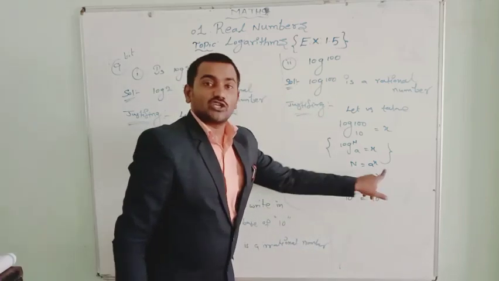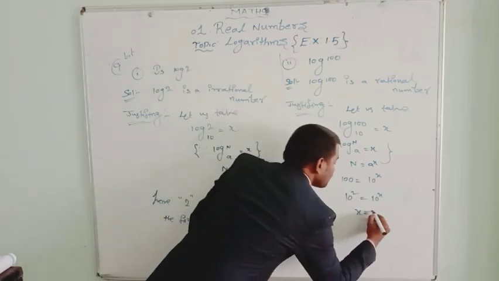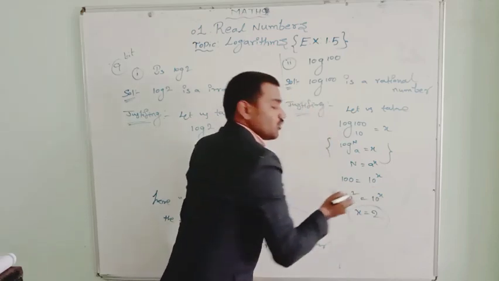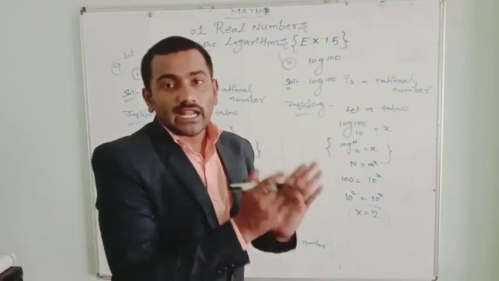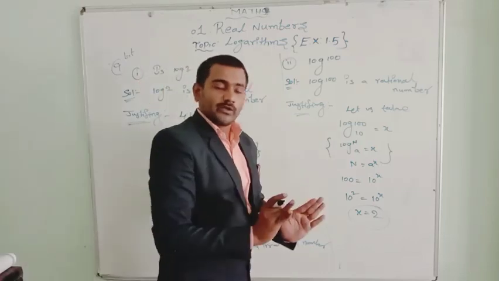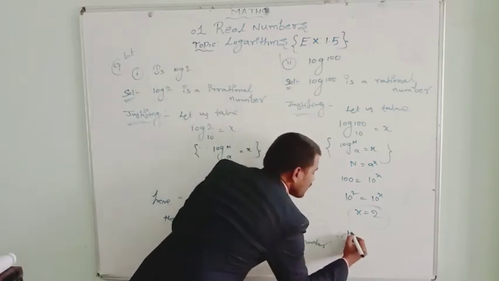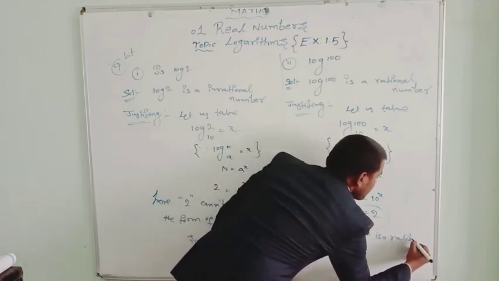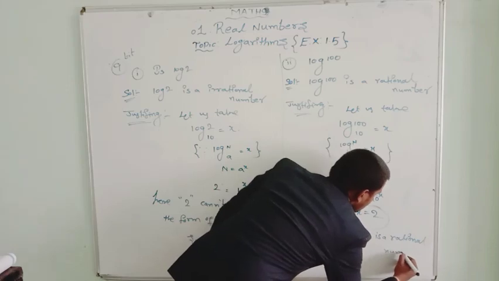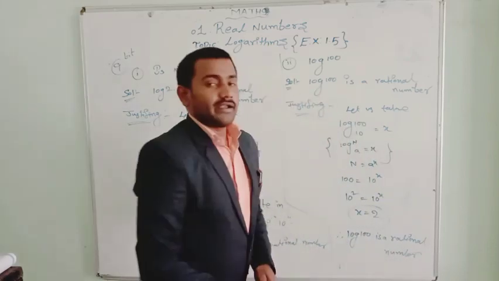When bases are equal, exponents are also equal. So here x equal to 2. We get x equal to 2, which is nothing but a rational number. We can write 2 as 2 by 1, in the form of p by q. So therefore log 100 is a rational number.